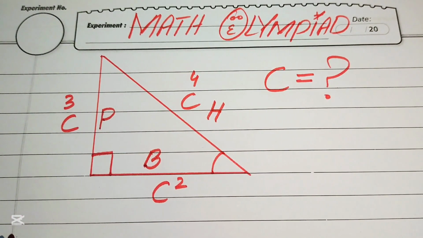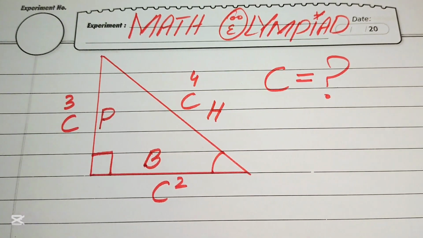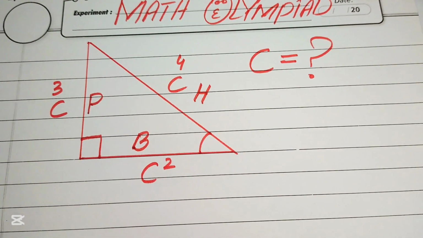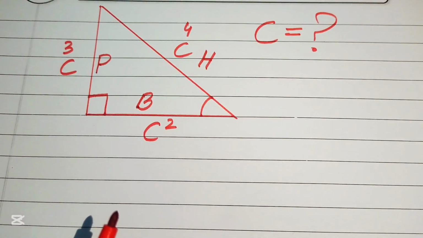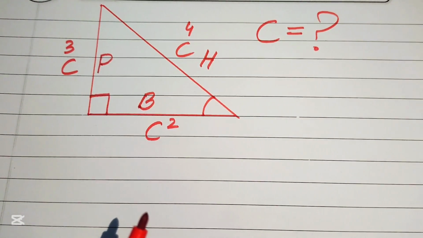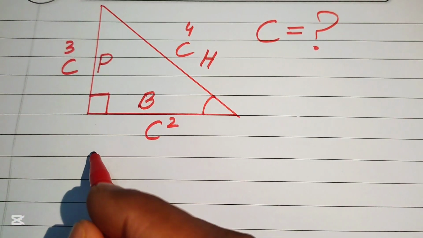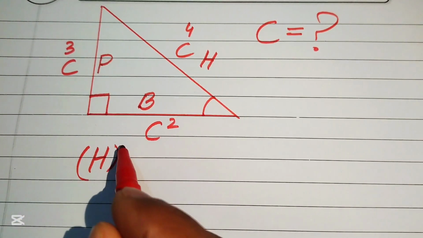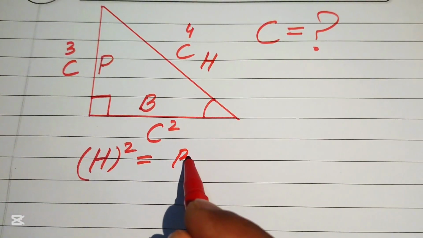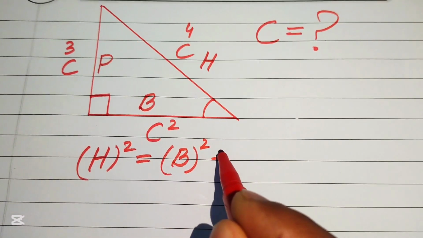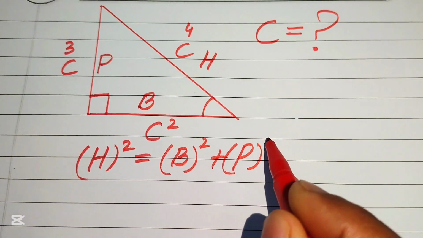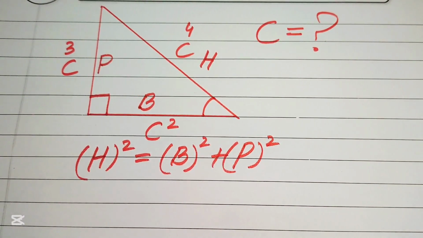Now, in order to find the value of c, we need to use the Pythagoras theorem. You know about the Pythagoras theorem. We state it this way: hypotenuse square equals base square plus perpendicular square. This is the Pythagoras theorem.